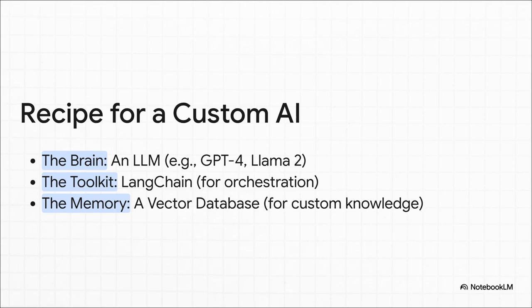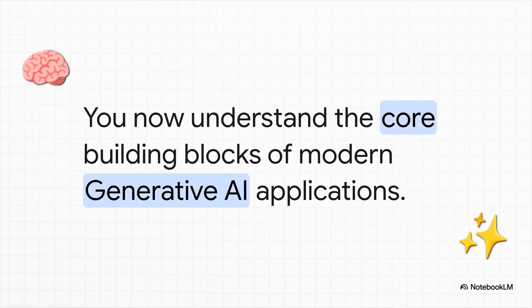And that's really it. That is the recipe. To build a modern, custom AI, you just need these 3 core things. A brain, like GPT-4. A toolkit, like LangChain, to connect everything. And a memory, in the form of a vector database to hold all of your special, unique knowledge. And just like that, you've pretty much grasped the fundamental architecture that is powering so many of the custom AI apps you see being built today. It's not magic. It's this powerful, flexible, and surprisingly understandable combination of components.